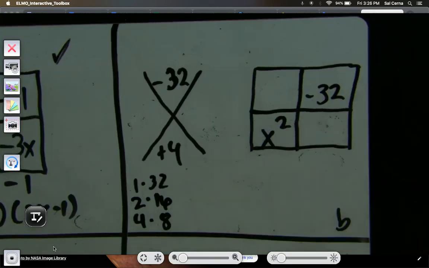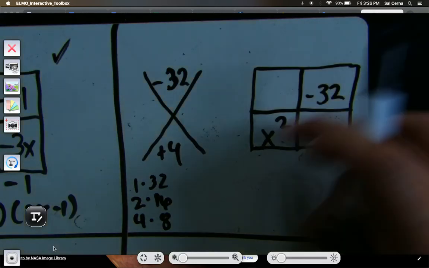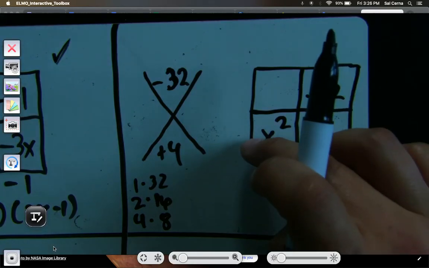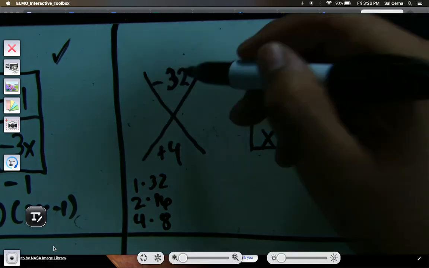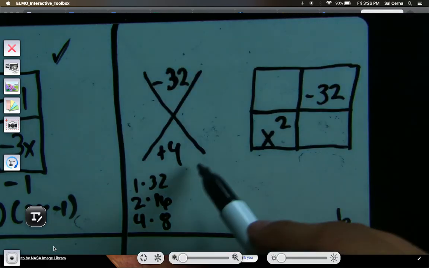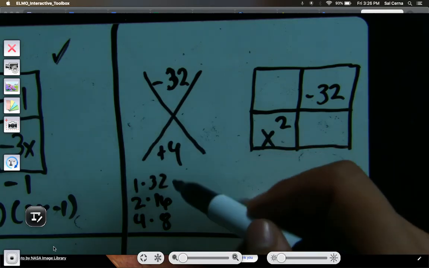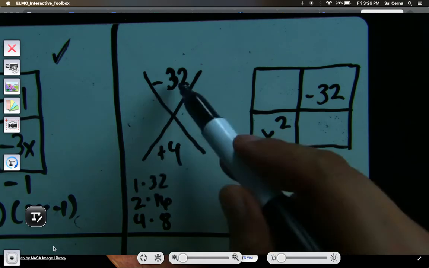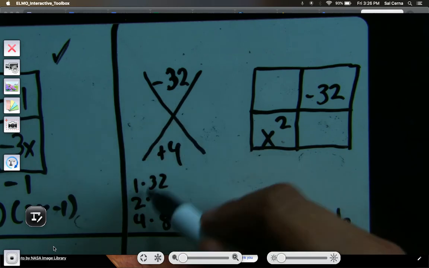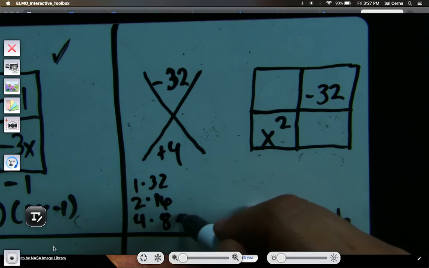This one, okay? Same thing. My leading term is x squared, and my leading coefficient is actually 1. My constant is -32. 1 times -32 is -32, and my middle term is +4. So again, I write the multiples of 32, whichever way you want to look at it: 1 times 32, 2 times 16, and 4 times 8. But which pair gives me a +4? It looks like this one here is going to work.